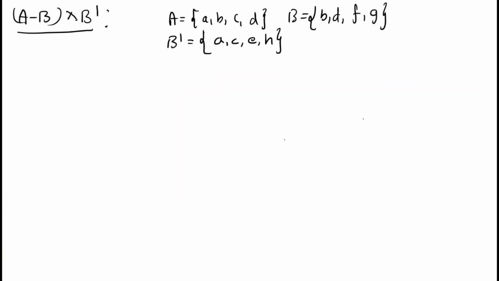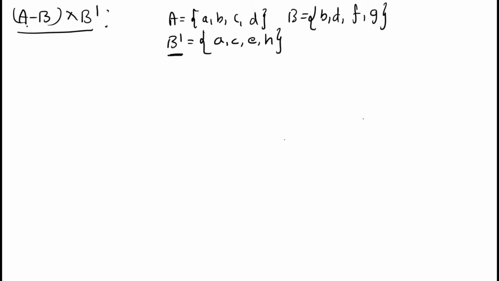Question A minus B cross B dash. That means A minus B cross B dash you need to calculate. We have A is equal to {A, B, C, D}, B is equal to {B, D, F, G}, and B dash is equal to {A, C, E, H} that we calculated in the first problem.